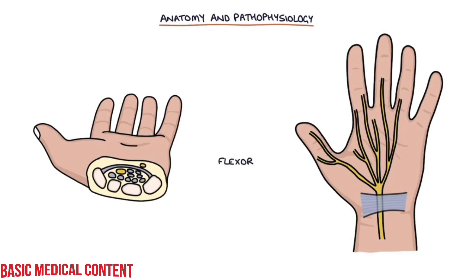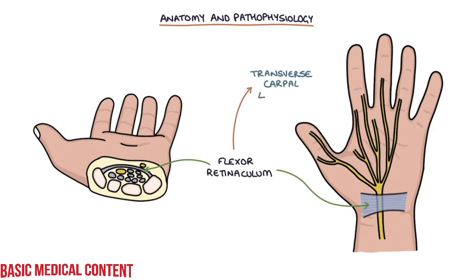Let's start with some basic anatomy and pathophysiology. The flexor retinaculum is a fibrous band that wraps across the front or the palmar side of the wrist. It's also known as the transverse carpal ligament. Between the carpal bones and the flexor retinaculum, there is a passageway from the forearm to the hand which is called the carpal tunnel. The median nerve and the flexor tendons of the forearm travel through the carpal tunnel.